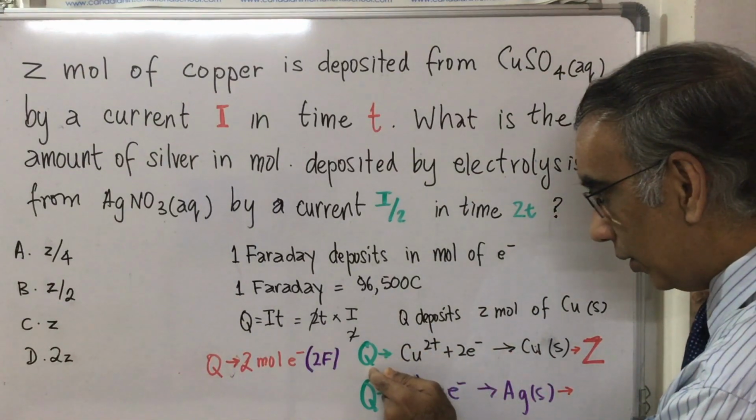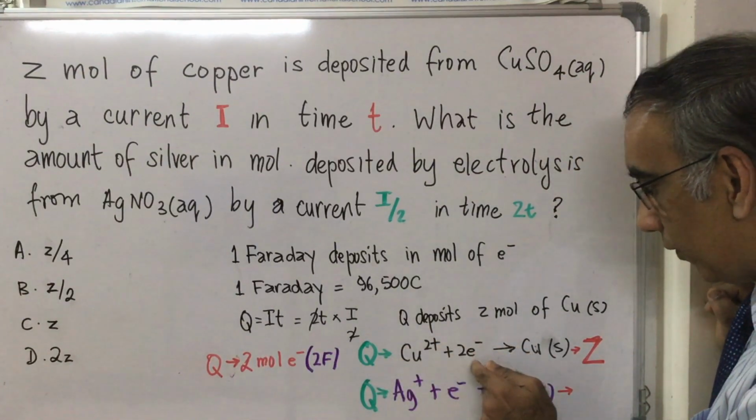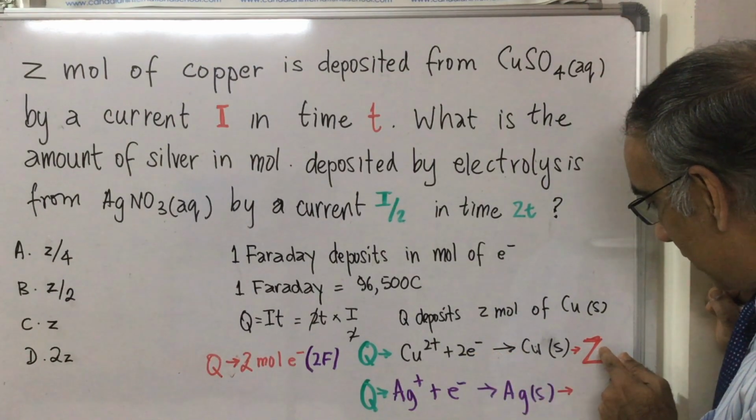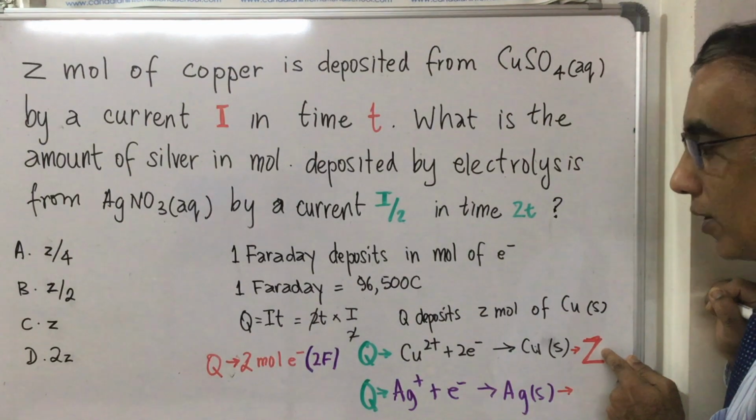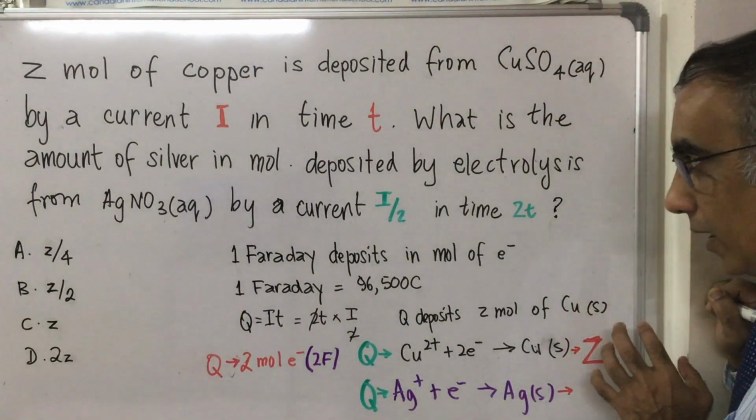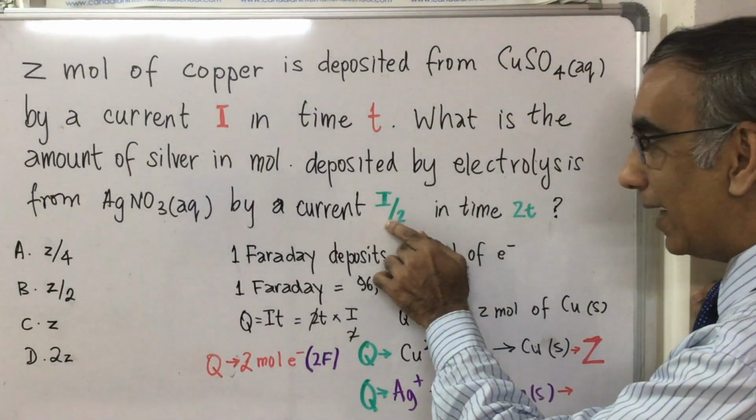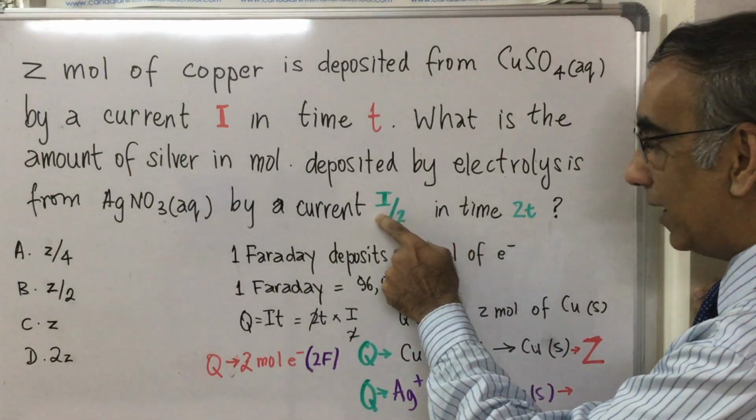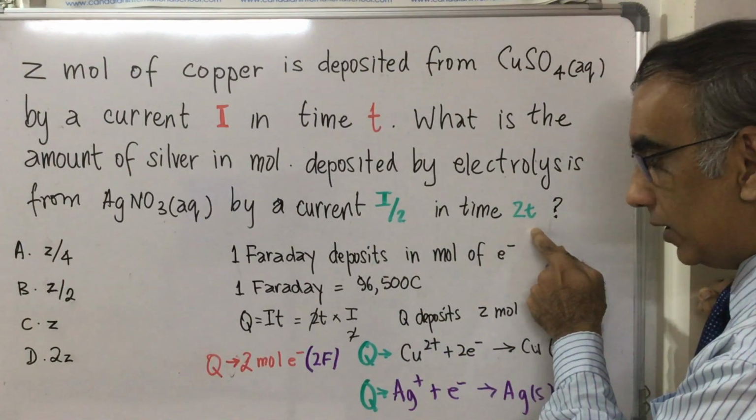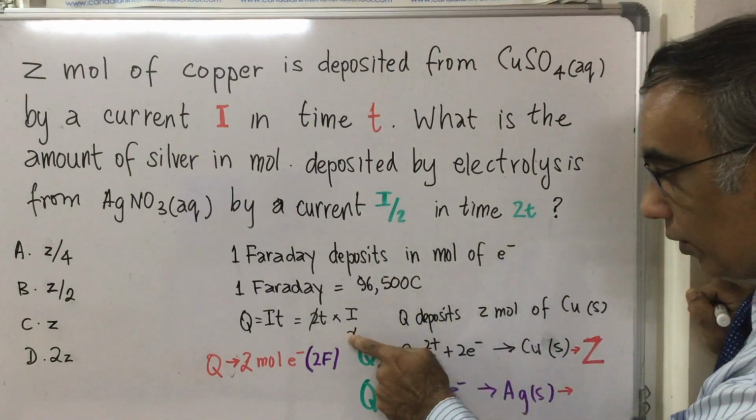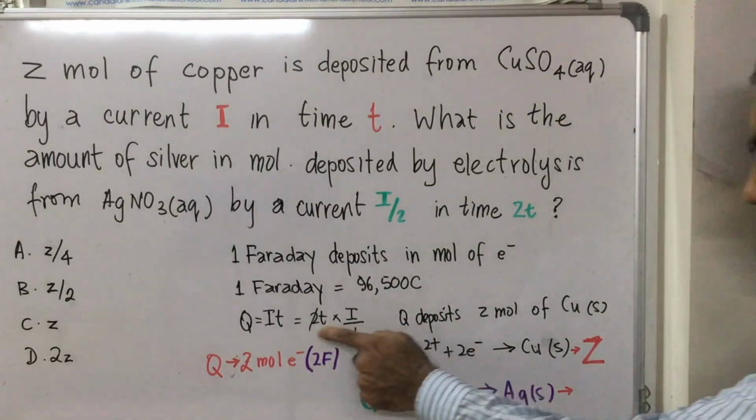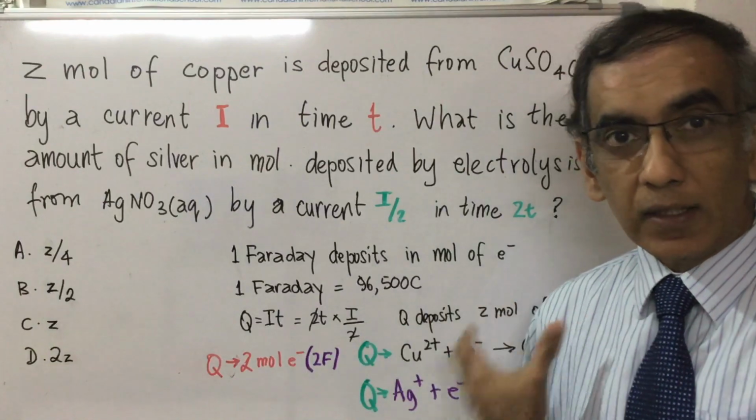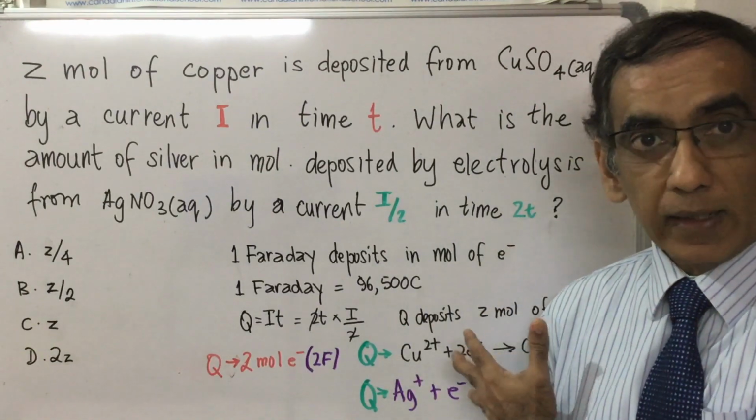Q would then have to be associated with 2 moles of electrons so that it can give Z, the amount of copper deposited. With that reasoning, then we can look at the time and the current associated with the silver. And I divided by 2 multiplied by 2t, that would also be equal to I multiplied by t when this 2 cancels with this 2. So in both cases you have the same quantity of electricity Q. That's what you want to realize.